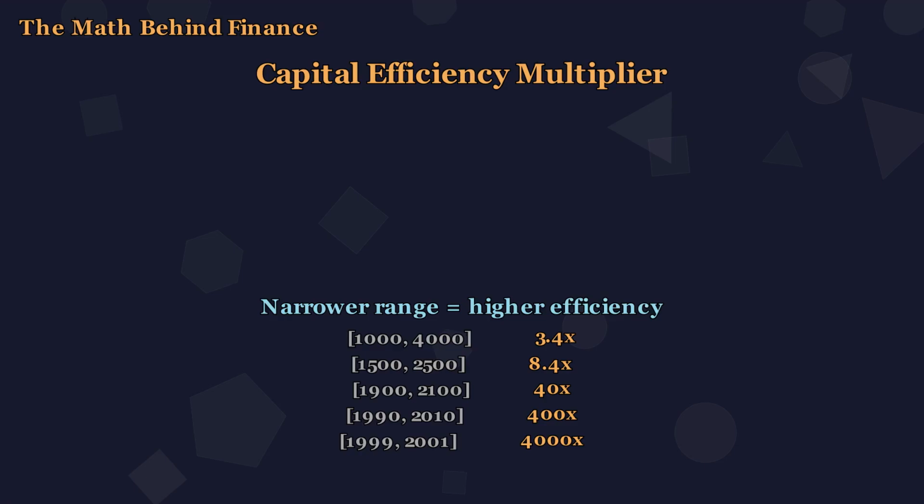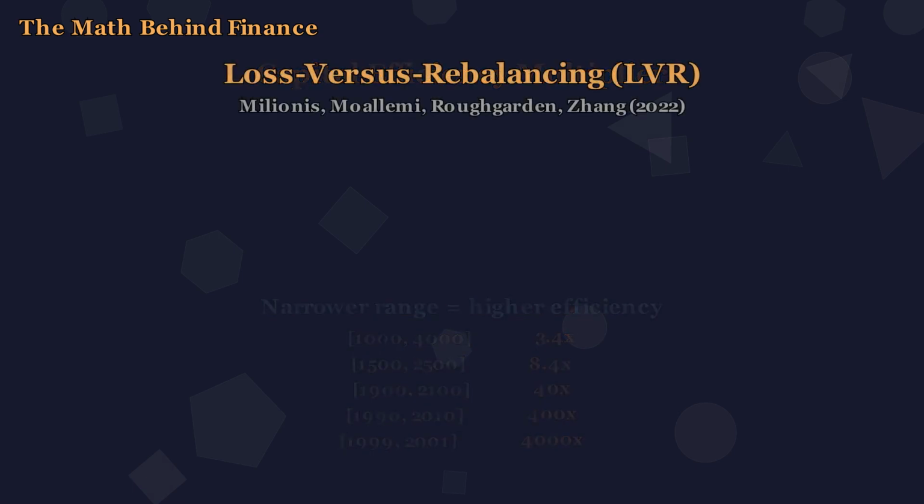A narrow 5% range gives 40 times efficiency, a 1% range, 400 times. And Uniswap's famous 4,000 times headline corresponds to a range just 0.1% wide. But there is a deeper cost that most explanations miss.